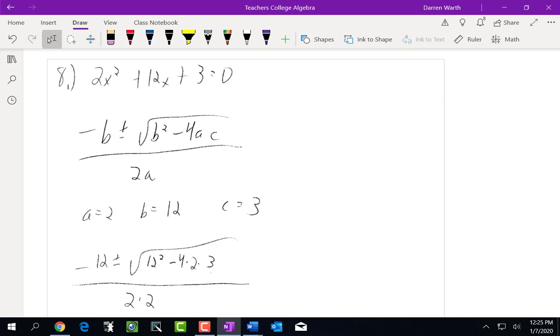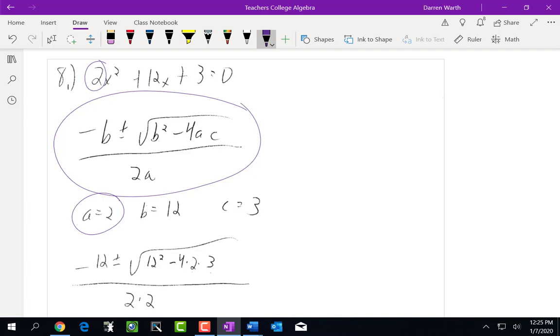So number 8, the directions say solve the equation using the quadratic formula. So you need to remember what the quadratic formula is. Your quadratic formula is negative b plus or minus the square root of b squared minus 4ac, all over 2a. I just need to remember that this number is a, so a equals 2. This number right here is b, so b is equal to 12. This number here is my c, which is equal to 3.